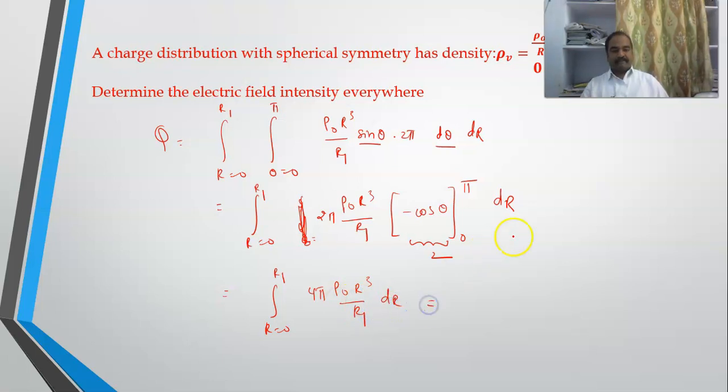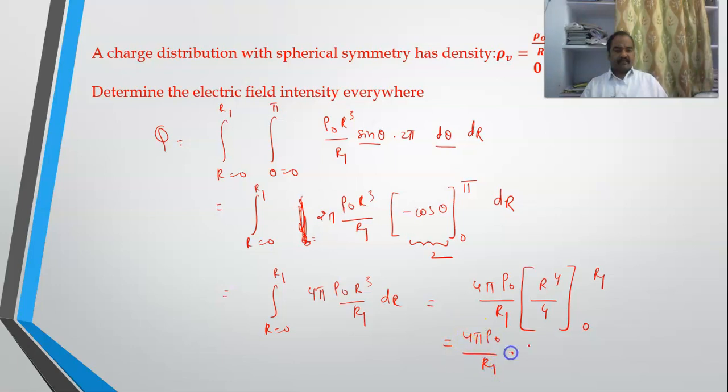So what will I be getting? Its value is 4 pi rho naught by r1, which is constant here. So r cube will be varying, its integration is this one, and it must vary from 0 to r1, right? So I will get 4 pi rho naught by r1 into r1 power 4 by 4 minus 0. Okay, so what is the answer? If you carefully see, it is 4 pi rho naught r1 cube. See the difference between the earlier case and this case. So this is the charge now.